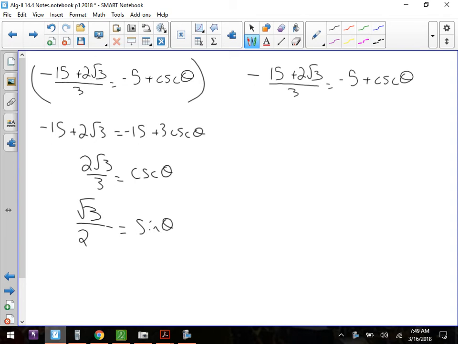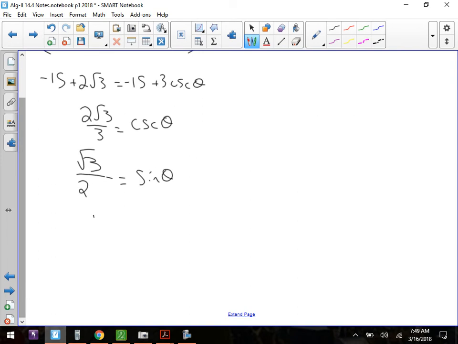So, and now from there, you can figure out what angle has a sine of root 3 over 2. Your opposite being a root 3 is going to be your 60, so it's pi over 3. And then the other one would be at 2 pi over 3, because sine is positive in 1 and 2.